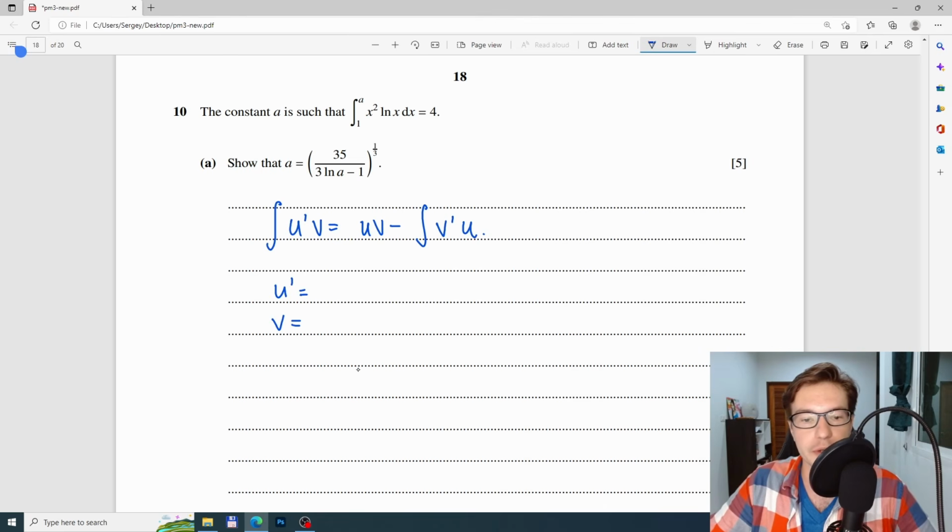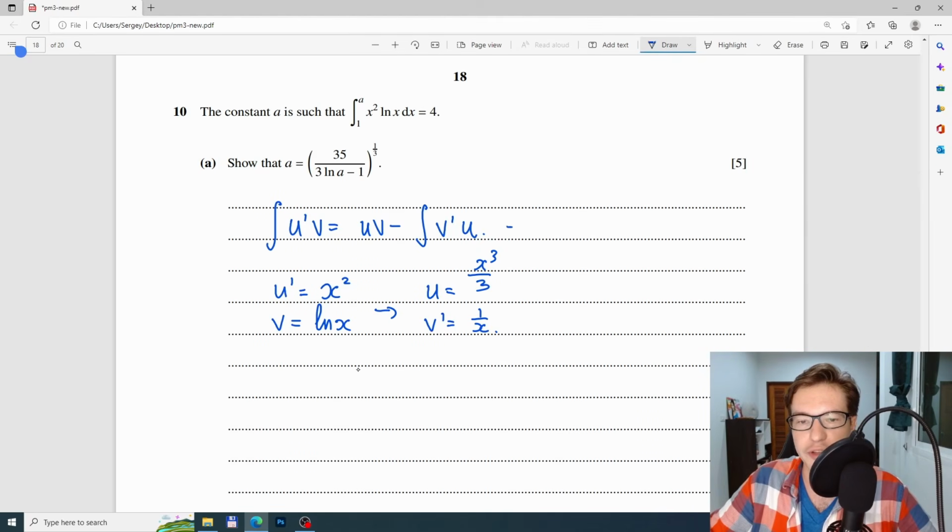Because in this formula I will have to state what the value of u is, and I will have to differentiate v, then u derivative should be easy to integrate, and v should be easy to differentiate. So therefore, u derivative is going to be x squared, and v is going to be natural log x. That means u is going to be the integral of x squared, which is x cubed over 3, and v derivative is going to be 1 over x.